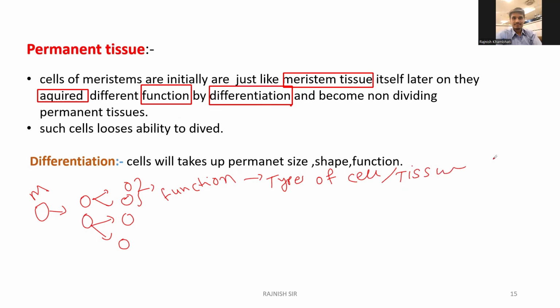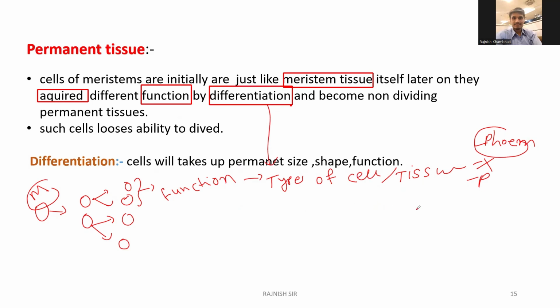Like they will maybe form, okay, meristem cells, for example, they form xylem, maybe they form parenchyma, maybe they form phloem. So they can form any other type of tissue. So the phloem is different than meristematic tissue. This process is called differentiation. What is this? Differentiation.